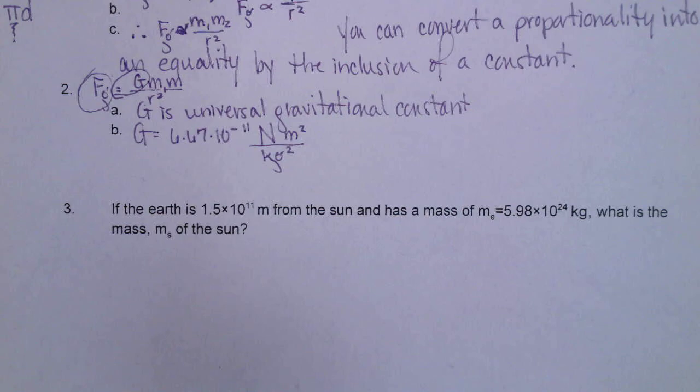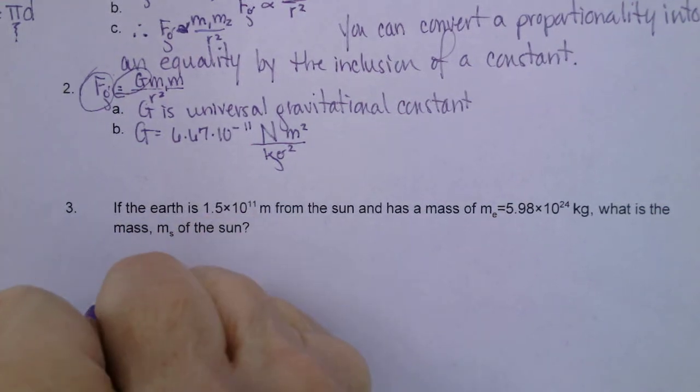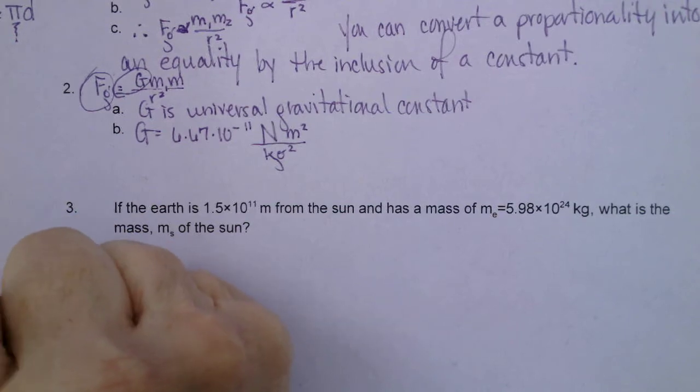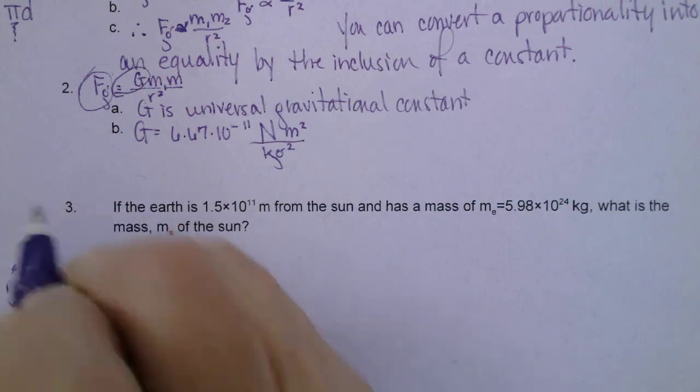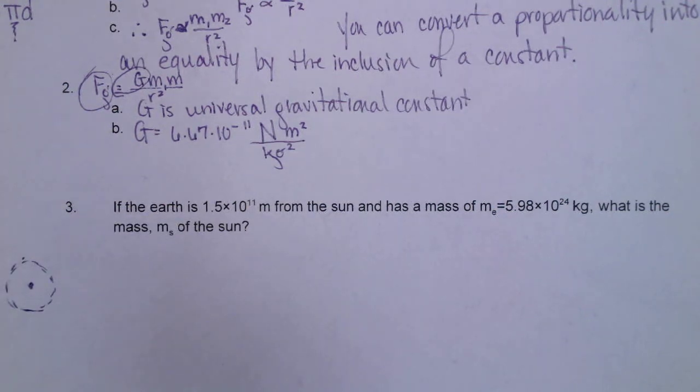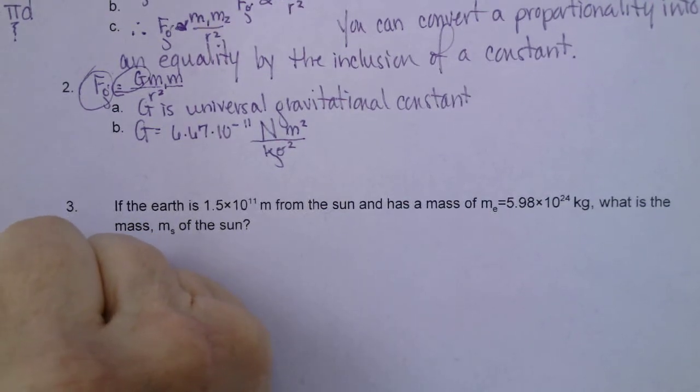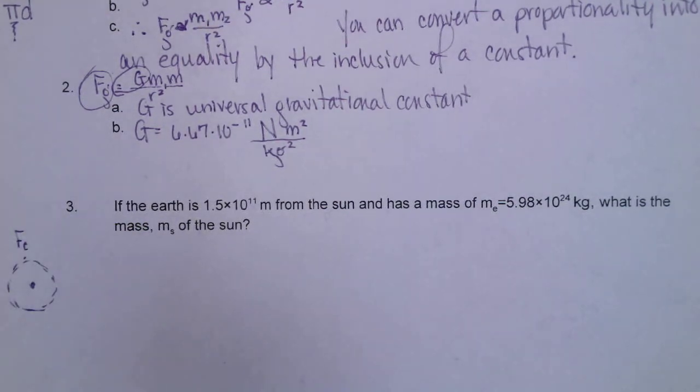Okay, hopefully you did step back and try this. Here is the key to this whole thing. If you have an orbiting object, so here's the Sun, here's the Earth going around the Sun, it is orbiting, it is accelerating. The only way it can accelerate is if there is a centripetal force acting on it. The only way it can keep from flying off into space is if there is a centripetal force acting on it.